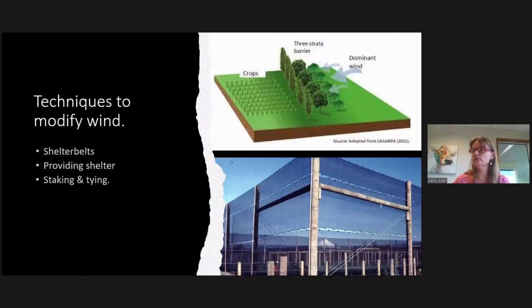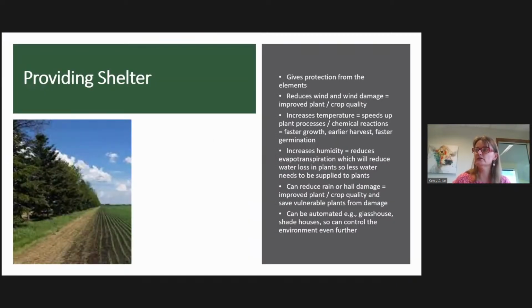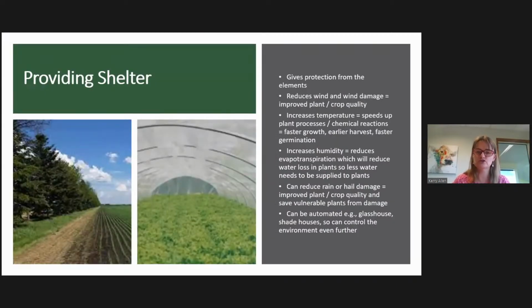Wind, so here we're looking at shelter belts, providing shelters, staking and tying to try and reduce the impacts of wind. So here's showing you some shelter belts, artificial and natural. And then also moving into shelter, so providing your plants shelter from that wind to make sure that it is reducing those extremes. So it can reduce the wind and the damage, which is obviously what you're wanting.